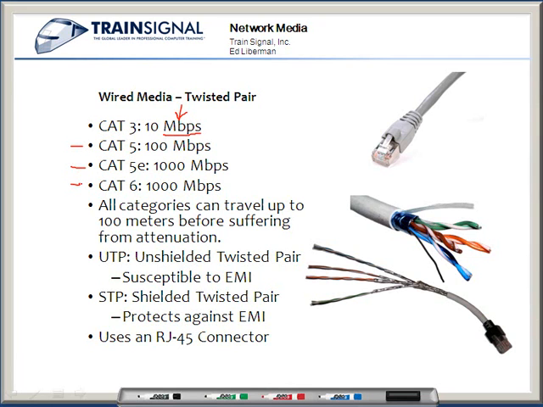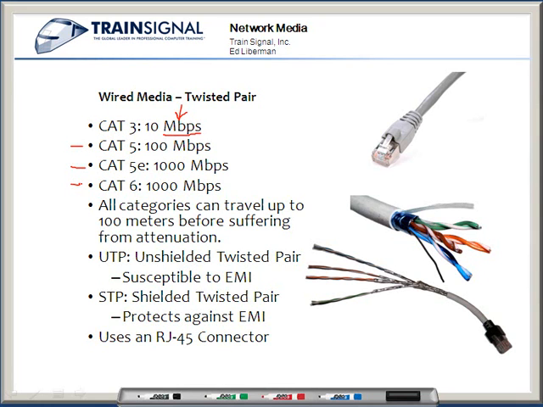Now, besides Category 5E, you'll notice that we have here Category 6, which, well, it's listed the same. It's also used for gigabit networks. It's also for 1,000 megabits per second. The primary difference between 5E and 6 is that 5E was designed, and I don't want to get too overly complicated here, but basically it uses the 100 megahertz range, whereas Category 6 uses the 200 megahertz range.